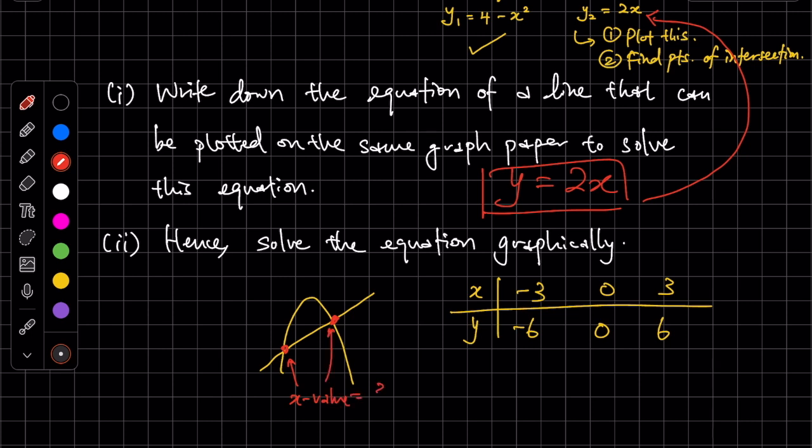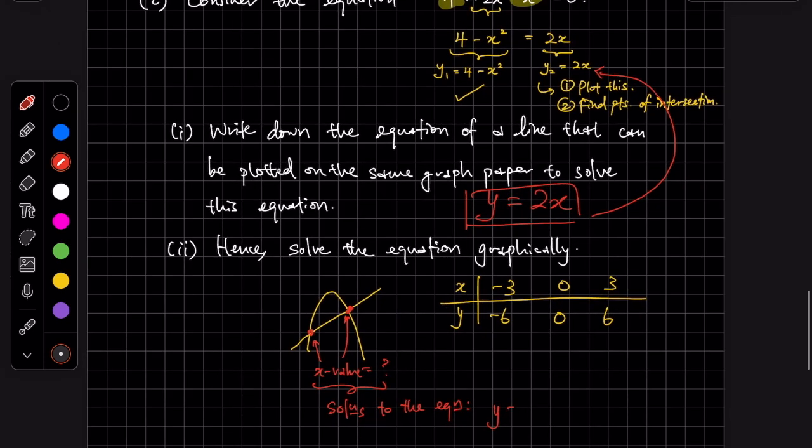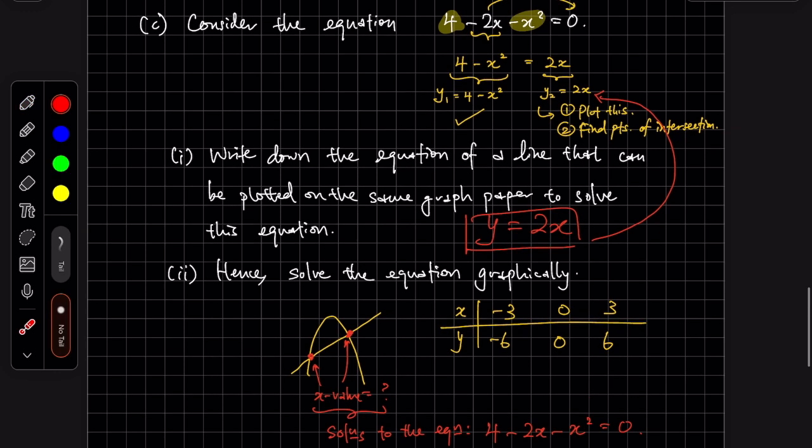Okay, x value equals to what? So these are my solutions to the equation, not y equals, 4 minus 2x minus x squared equals 0. Okay, basically we have answered the original question, part C.